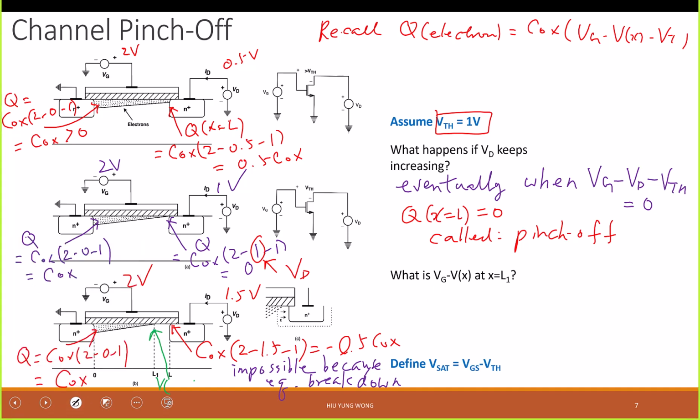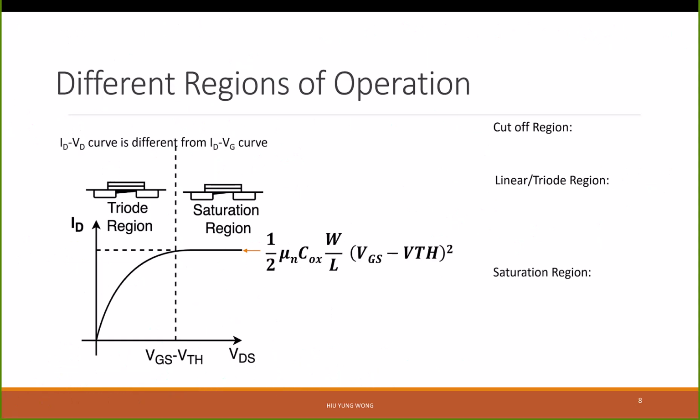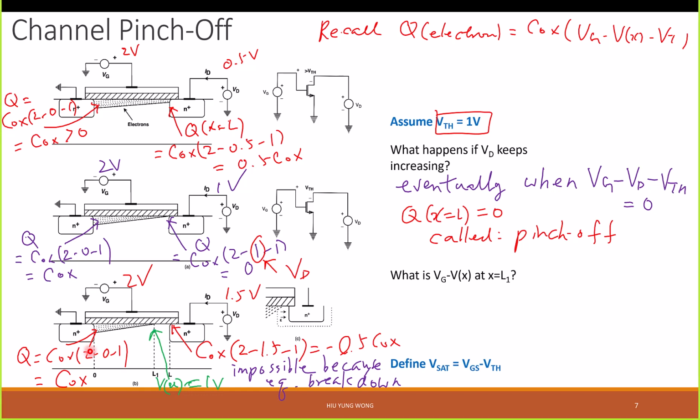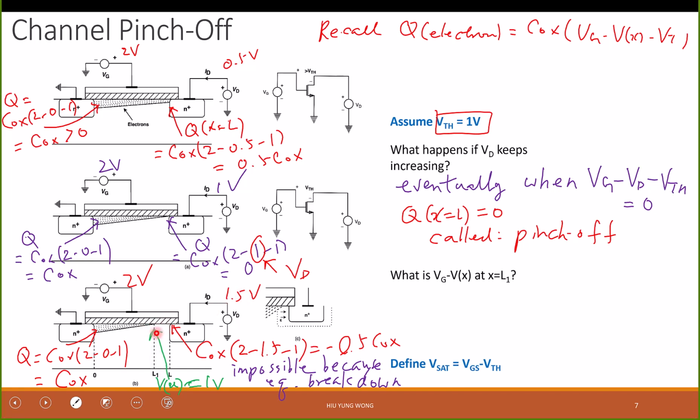At this point, Vx equals 1 volt. Look at this: this is 0, and this is 1.5. There must be a point where the potential equals 1. Do you agree? Because I start from 0 and go all the way to 1.5, there must be a point that is equal to 1.